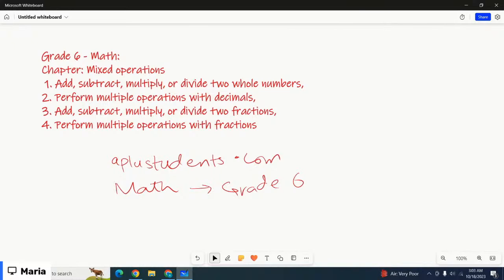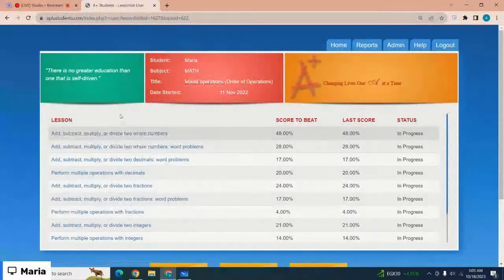We're going to start with the chapter mixed operations. The lessons we're going to cover are add, subtract, multiply or divide two numbers; perform multiple operations with decimals; add, subtract, multiply, or divide two fractions; and perform multiple operations with fractions. Let's start with the first lesson, add, subtract, multiply, and divide two whole numbers. Here I'm on grade 6 math, and the chapter we're working on is mixed operations.